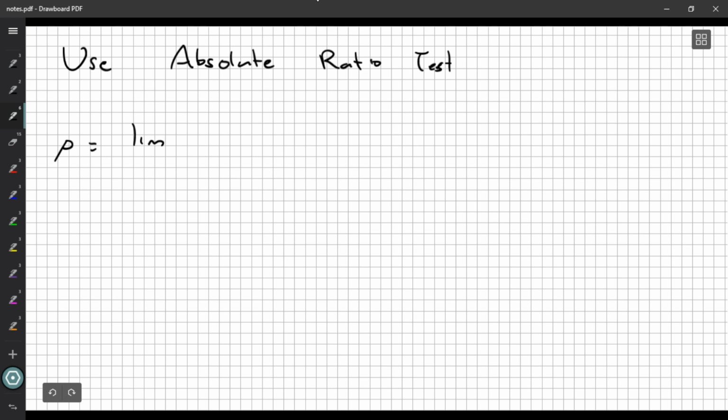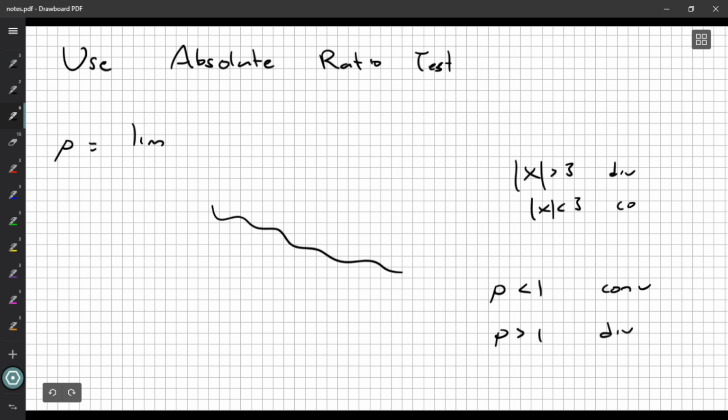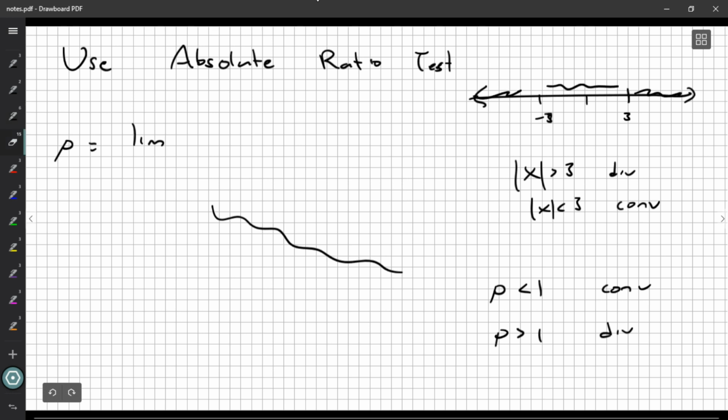So we're going to leave this x in here, and then do a bunch of work. And then we know when rho is less than 1, we get convergence, and when rho is greater than 1, we get divergence. That should lead to something like, for example, absolute value of x greater than 3 diverges, absolute value of x less than 3 converges. I don't think that's necessarily what we're going to get, but that would show us this cutoff at 3 and minus 3. Anything further away diverges, anything closer converges, and then we'd see 3 must be the radius of convergence. So that's the plan.